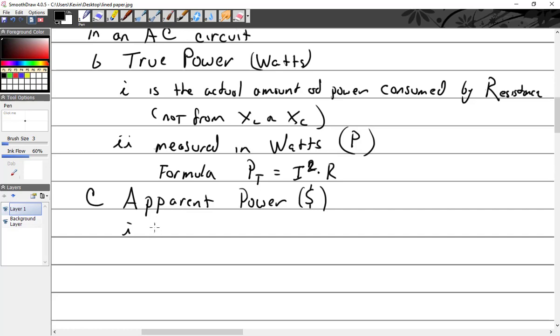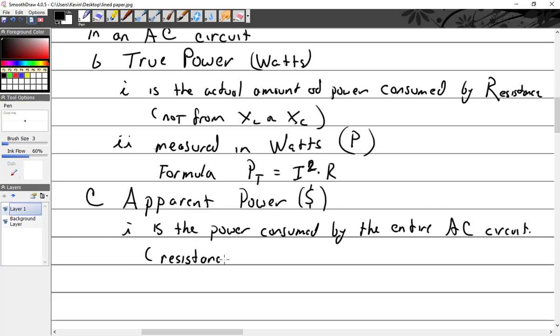All right, apparent power is the power consumed by the entire AC circuit. That's resistance and reactance.